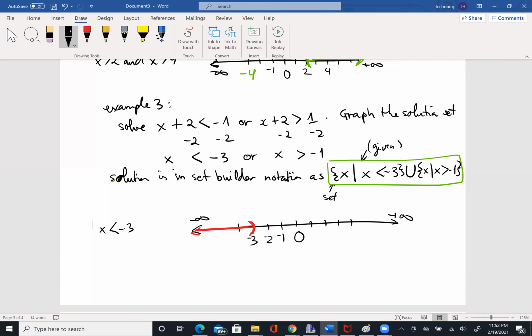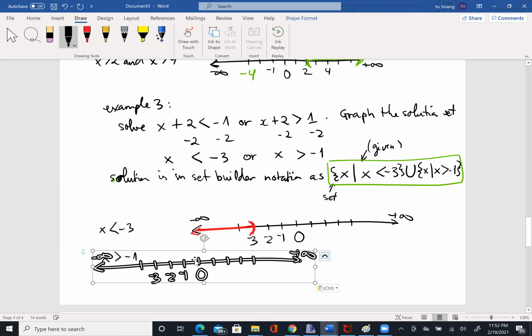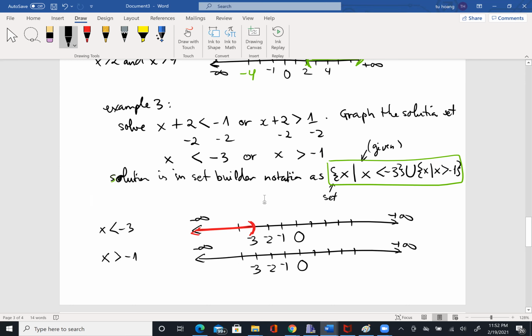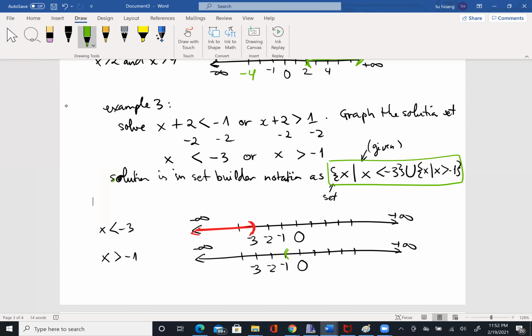For the other inequality, I have x greater than -1. So let me copy this and paste it over here. Now I should have x greater than -1. This one is not equal to -1, and it goes up to positive infinity.